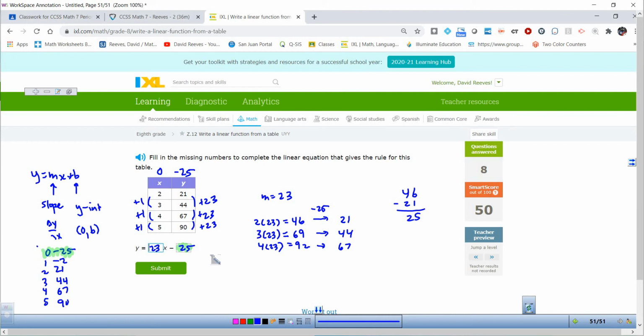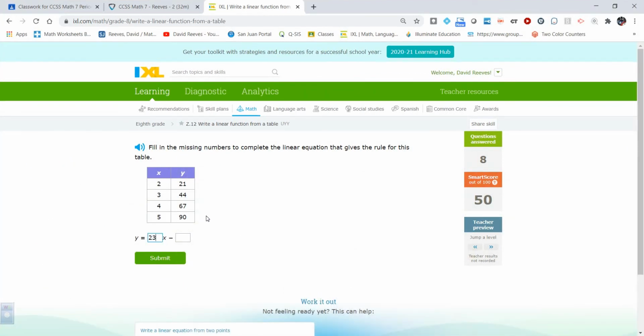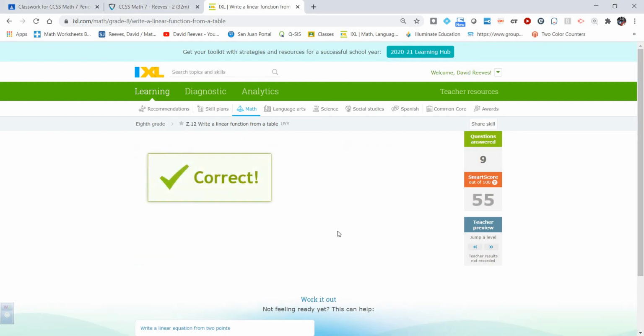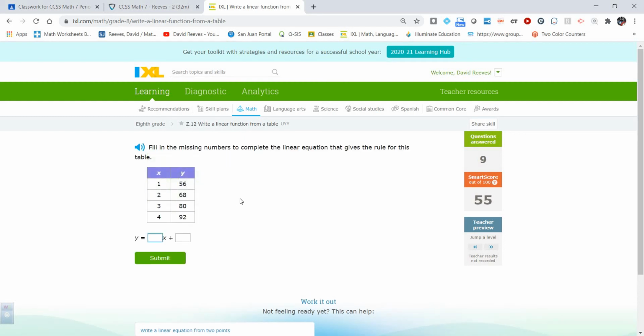So 23x minus 25 is what we're looking for here. Let me put that in, 23x minus 25. So that was the trickiest one we've had so far. All right, so again, let's see.